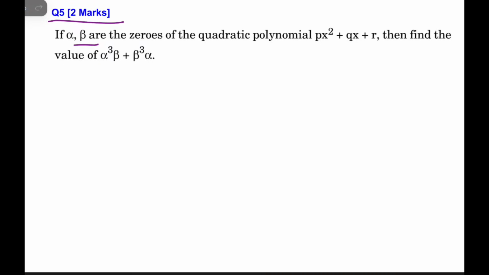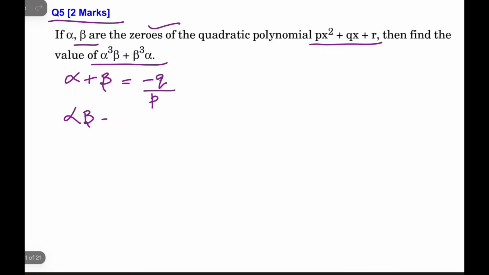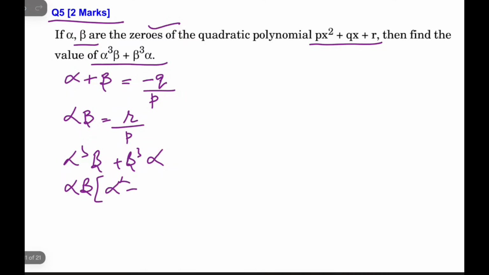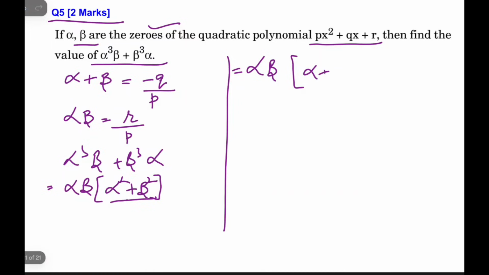Now question number 5. If alpha and beta are zeros of the quadratic polynomial px square plus qx plus r, we have to find the value of alpha cube beta plus beta cube alpha. Now we know that if alpha and beta are the roots of a quadratic equation, the sum of roots alpha plus beta will be equal to minus the coefficient of x upon coefficient of x square, and alpha beta, the product of roots, will be this constant r upon coefficient of x square, that is r upon p. Now we need the value of alpha cube beta plus beta cube alpha. We can take alpha beta common. We get alpha square plus beta square. Further it can be written as alpha times beta. Now a square plus b square can be written as a plus b whole square minus 2ab.